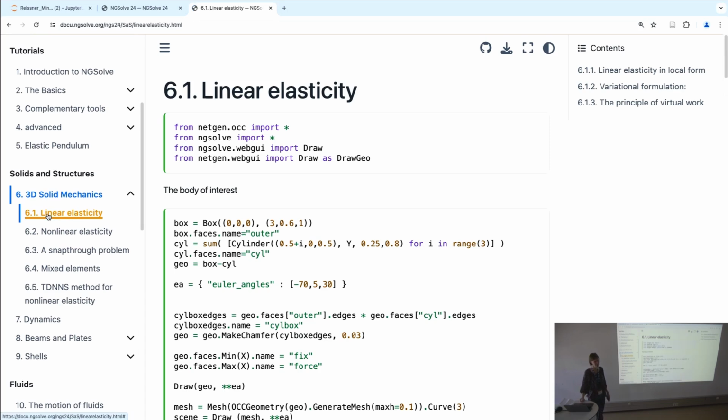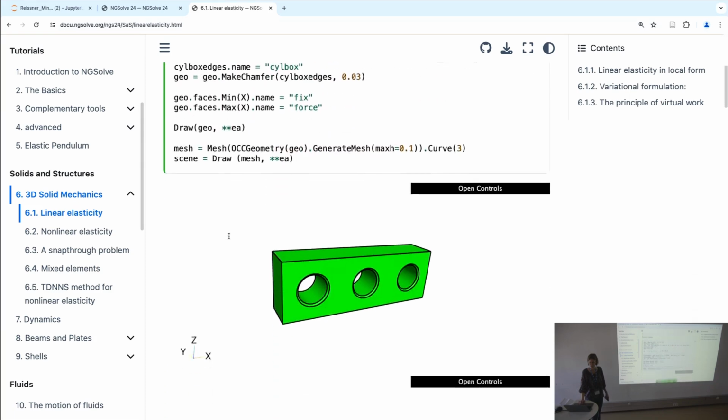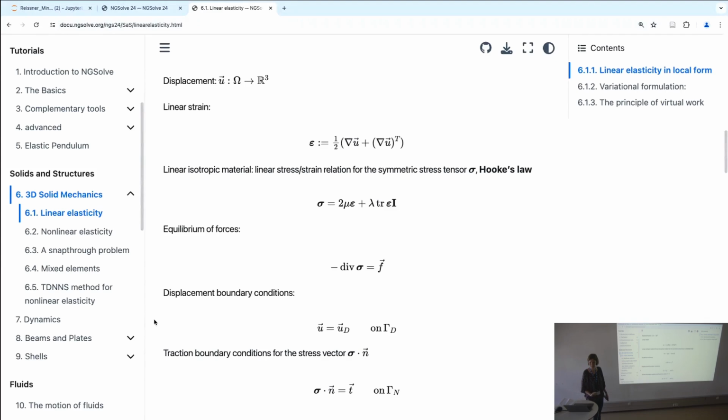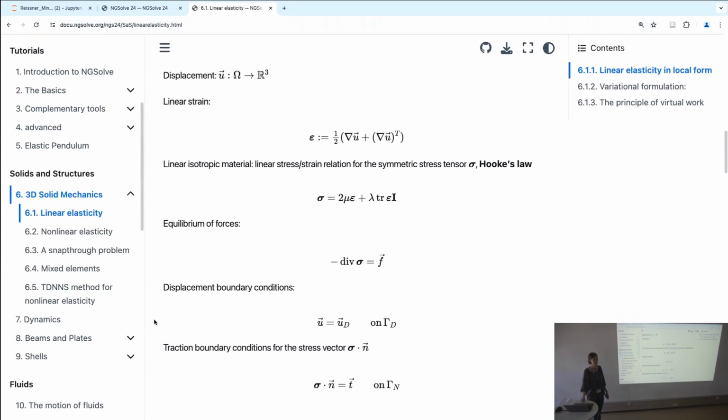Linear elasticity first, then we go to nonlinear elasticity, and then we go to advanced or mixed elasticity methods, and then to structural mechanics, shells, plates, beams, whatever. So that's the same geometry put here in this notebook again. Short recollection of the standard linear elasticity problem.